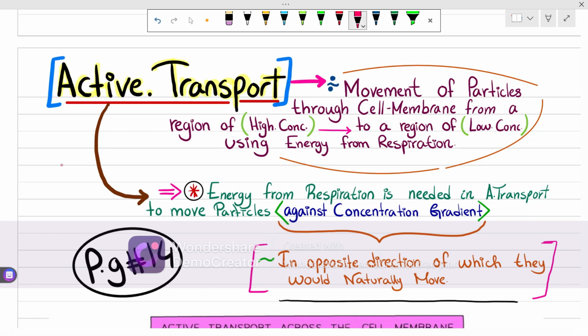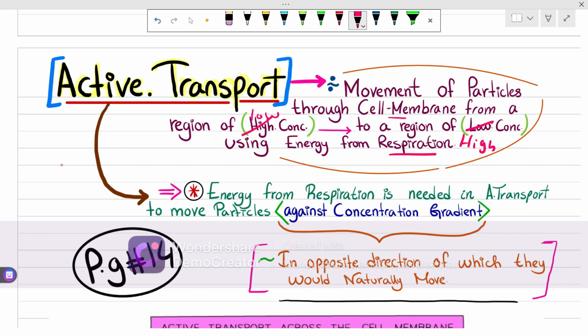And with that, we have finished the first movement method in and out of cells through the cell membrane, diffusion. Now, the next method is active transport. Active transport is somewhat like the opposite of diffusion, because in active transport, we have the movement of particles through the cell membrane from a region of low concentration to a region of high concentration using energy from respiration.